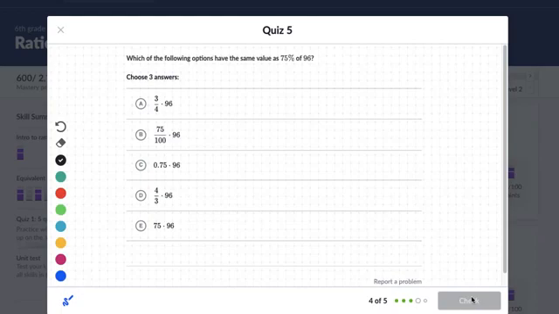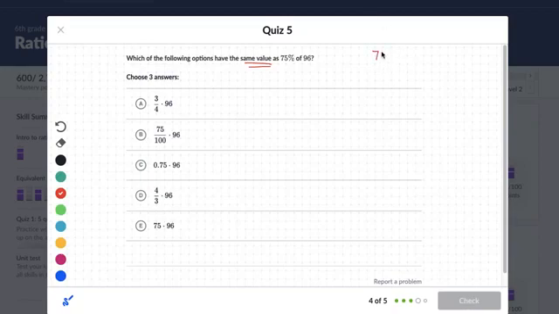All right. So here's another problem where they have a bunch of different people's work and you just have to figure out which ones get you the same value. So it would be helpful if you solved it on your own first, just like we did with the first problem, and then just go through these and see which ones also give you that answer. So we want to find 75% of 96.